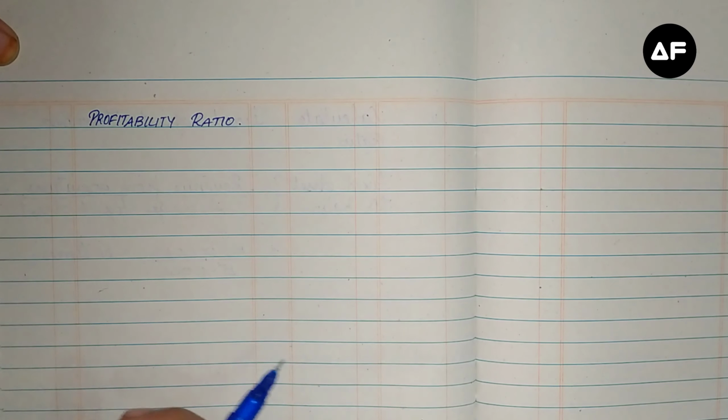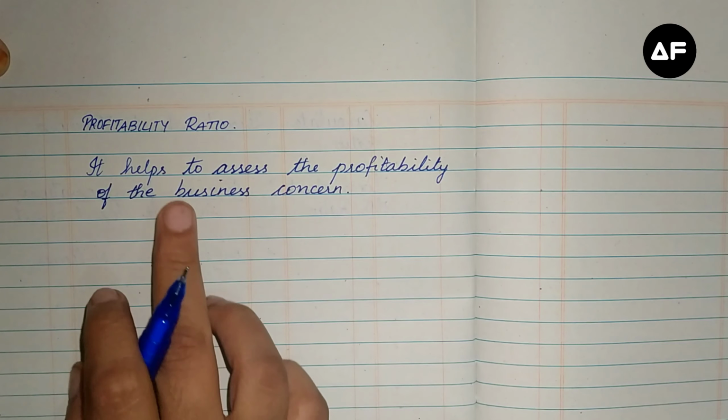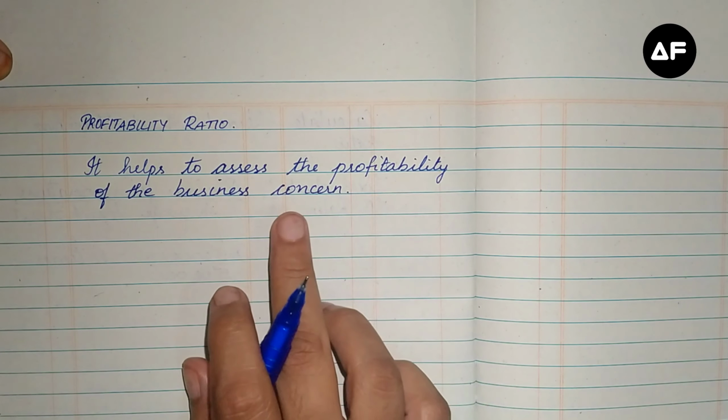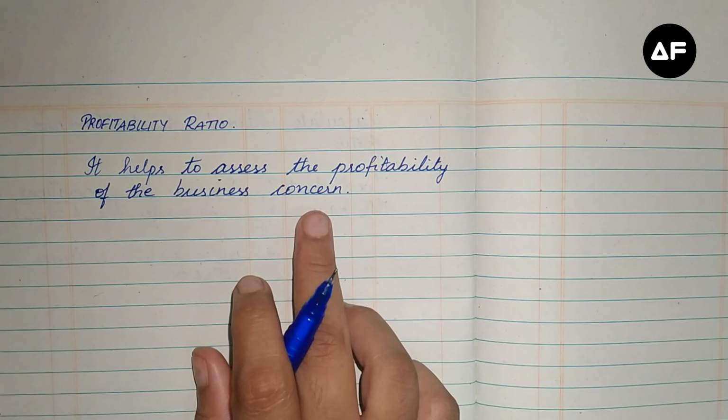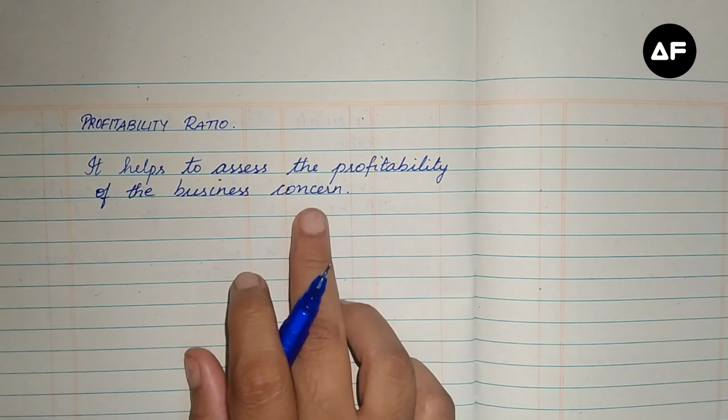In this video, we are going to look into the profitability ratios. So this ratio helps us to find out the profitability of the business concern. So how far the business is functioning profitably.